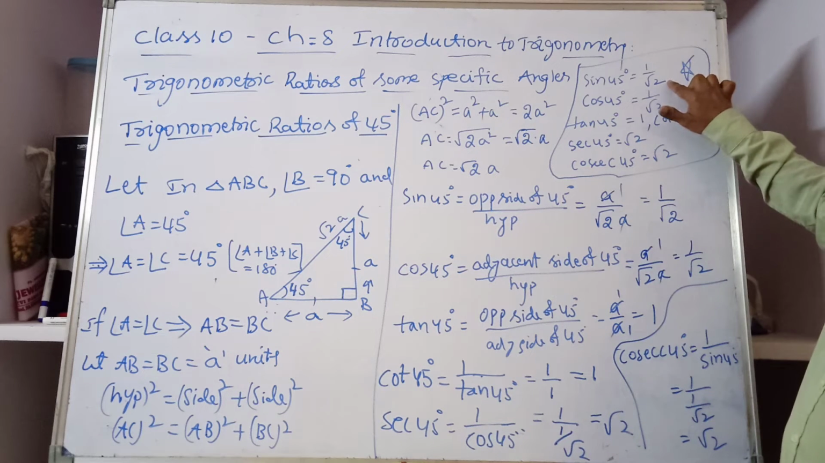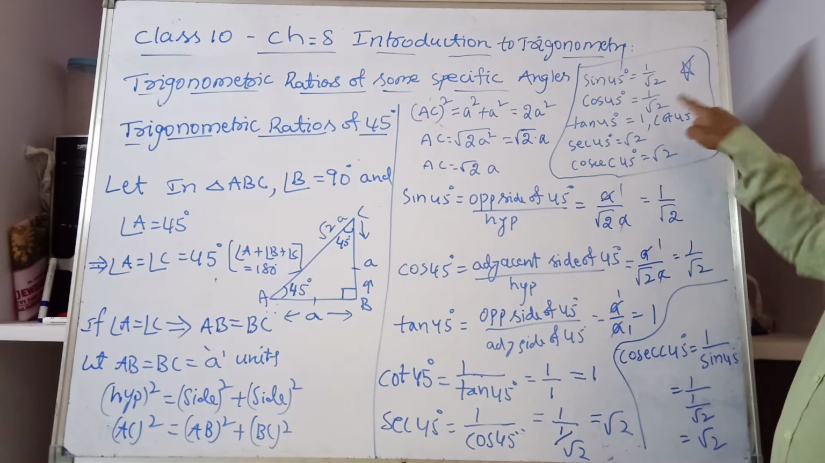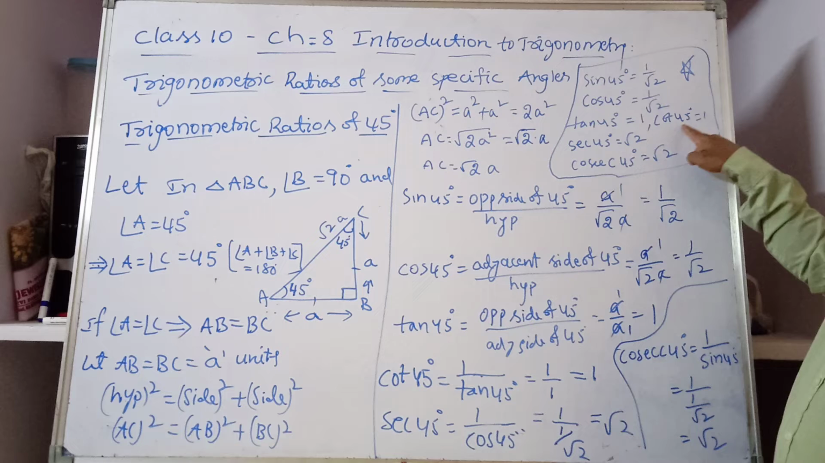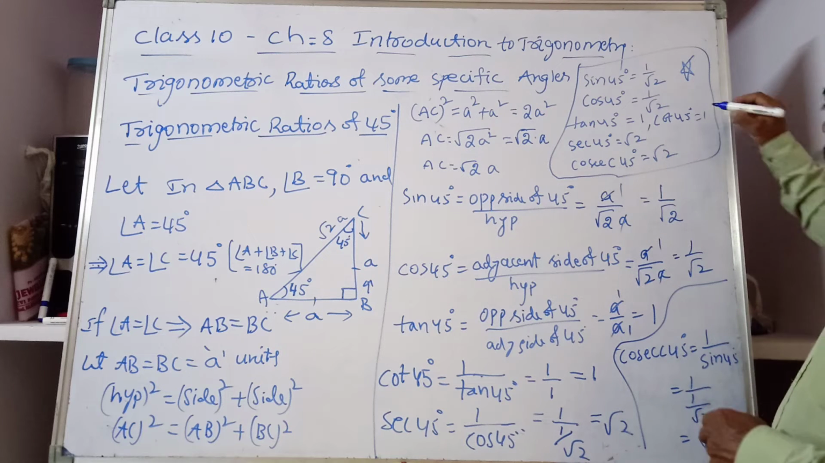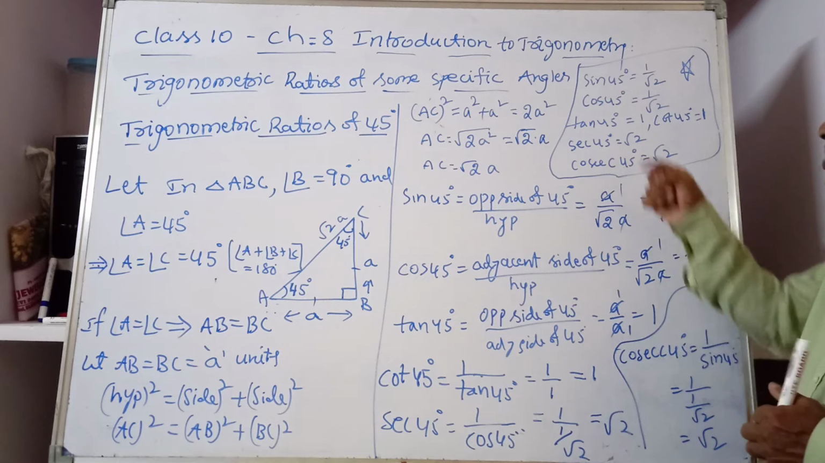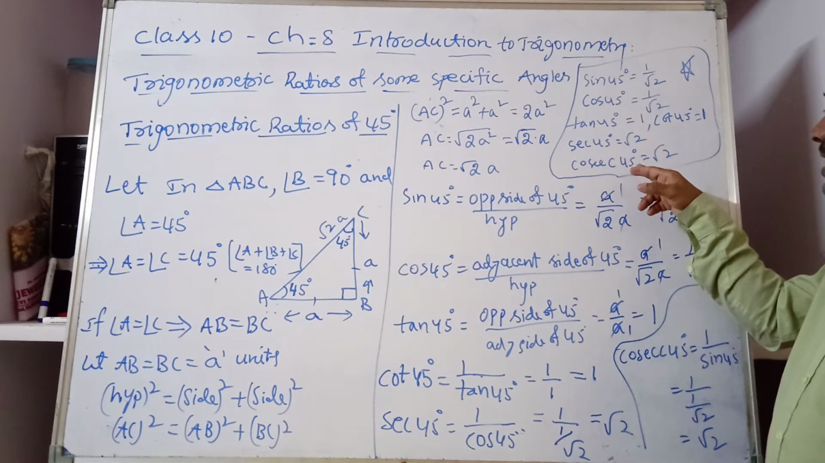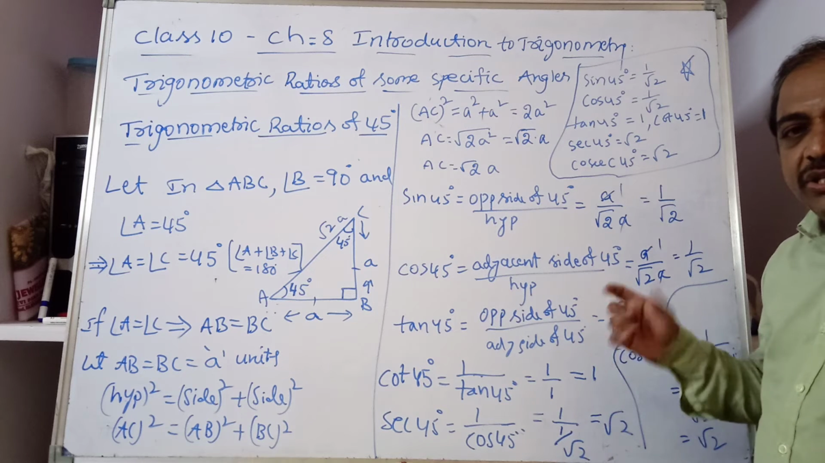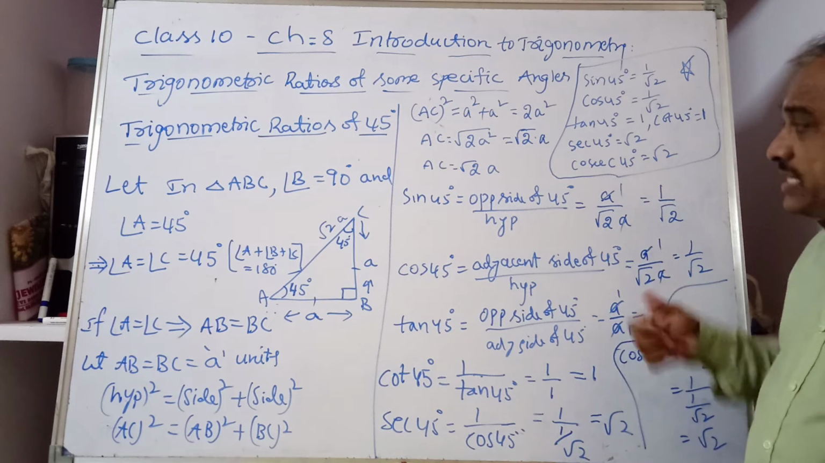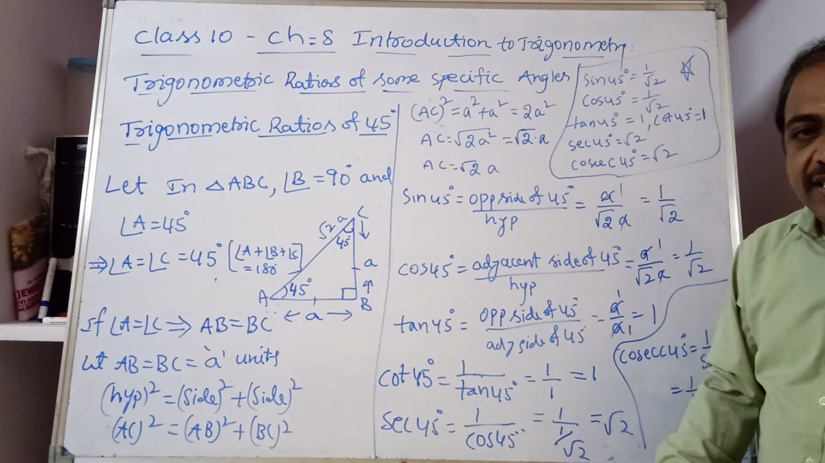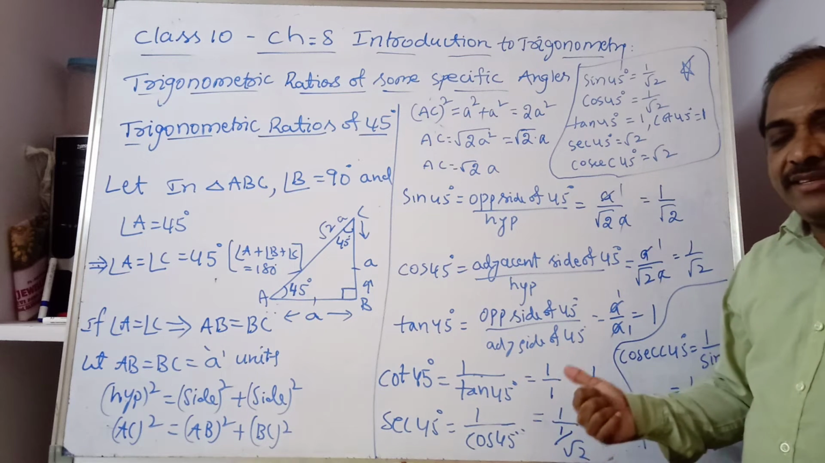That is sin 45 is 1 by root 2. Cos 45 degrees is 1 by root 2. Tan 45 is equals to 1 and cot 45 is also equal to 1. Then secant 45 is equals to root 2. Cosec 45 degrees is equals to root 2. I hope you understood how to find out the values for 45 degrees. These values will be used in the further calculations. Is it clear? Yes.